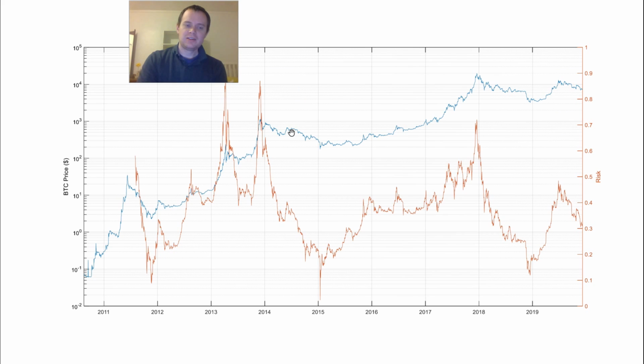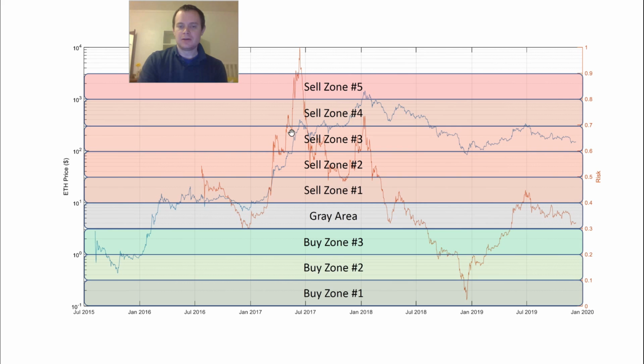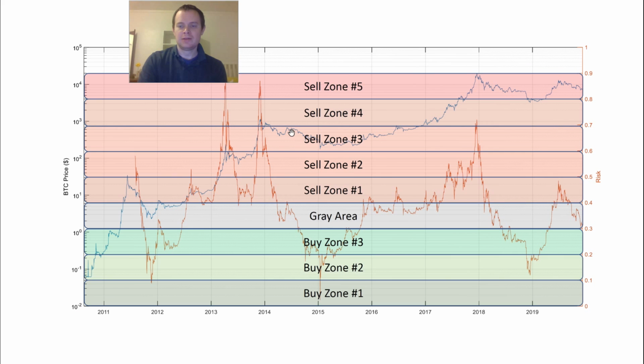So again, I just wanted to reiterate, this is how Bitcoin looked. So this is Ethereum, this is Bitcoin with the same buy zones, gray areas, and sell zones. So you'd be buying Bitcoin in these regions, potentially buying it in these regions, and then selling it in these regions on the way up. That's typically what I do.